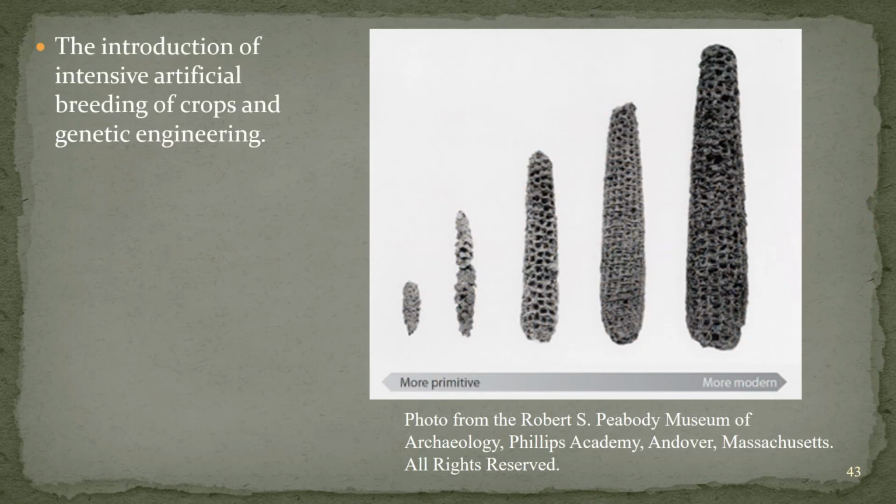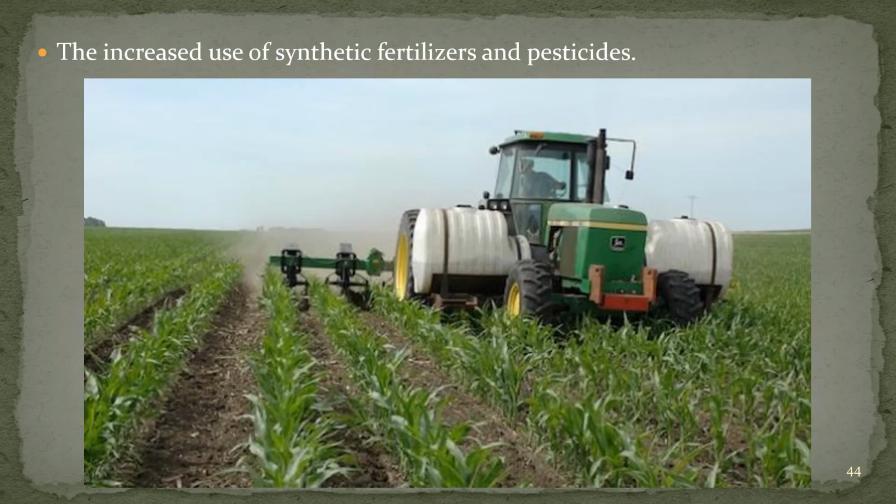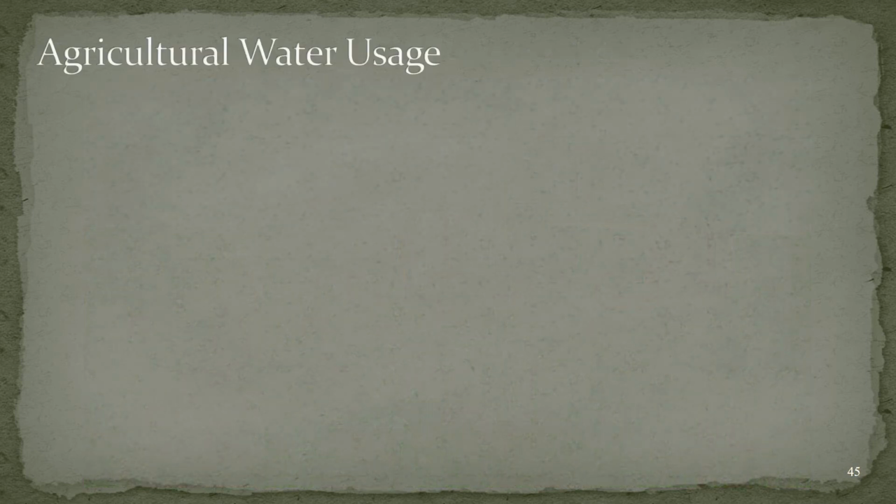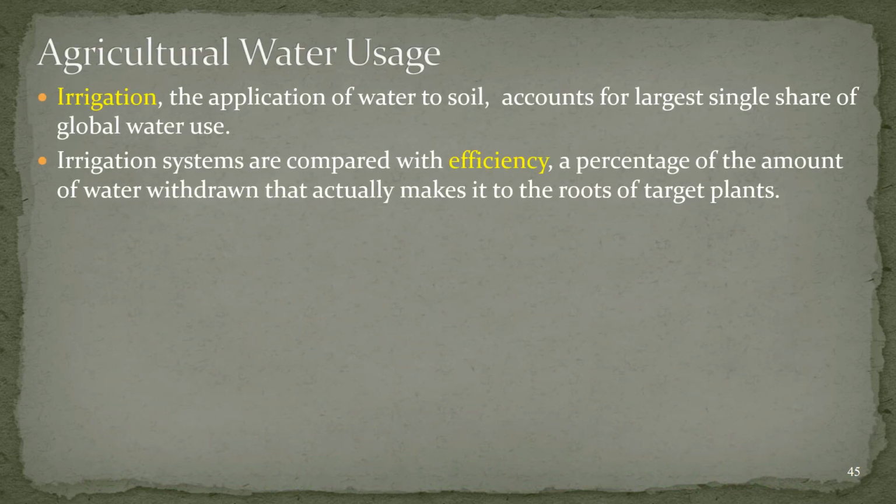Today, the introduction of intensive artificial breeding of crops and genetic engineering resulted in corn being taken from being a normal grass to crazy large plants that produce 10 times as much grain as they used to. We increased the use of synthetic fertilizers and pesticides to make monoculture more successful and grow in larger quantities. We also started using the heck out of water. We started irrigating so that if there was another drought, we'd still have access to water deep underneath the ground.